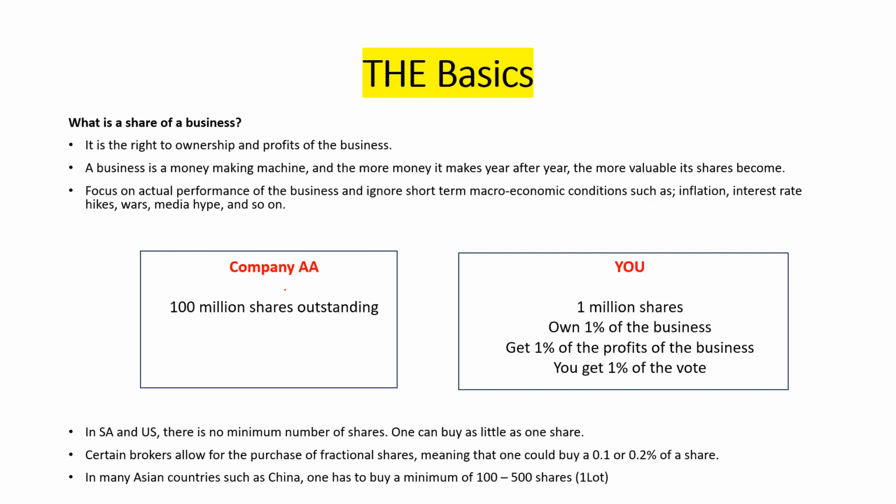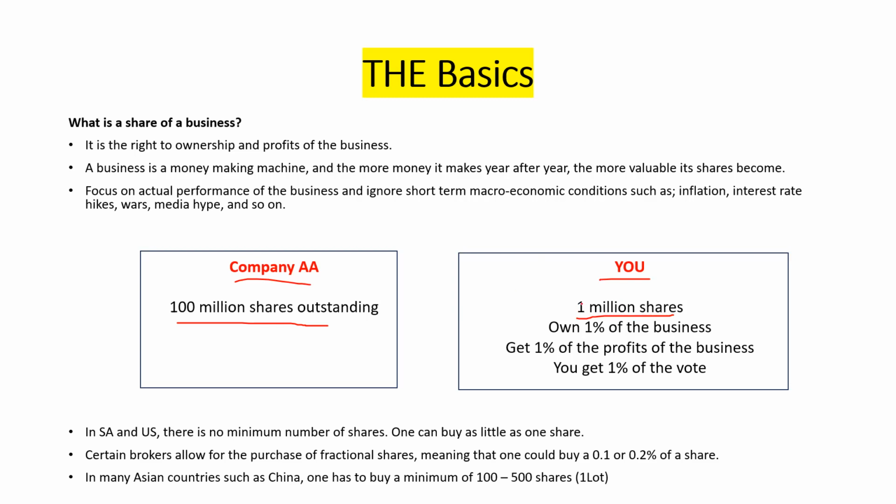So let's look at an example of what I am saying. Let's assume we have company AA. Company AA has 100 million shares outstanding. What does shares outstanding tell us? It tells us that the company is divided into 100 million pieces, sort of like a pizza that has 100 million slices. You can decide to buy one slice, you can buy 100 slices, you can buy 10,000 slices, and so on. In this example, let us assume that you have bought 1 million shares of company AA.